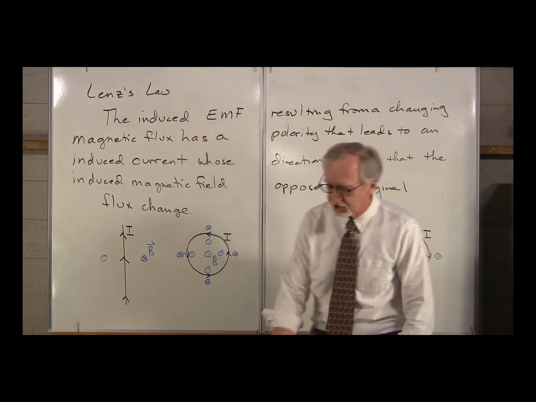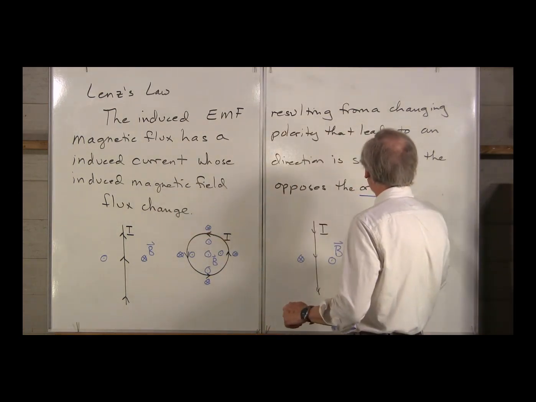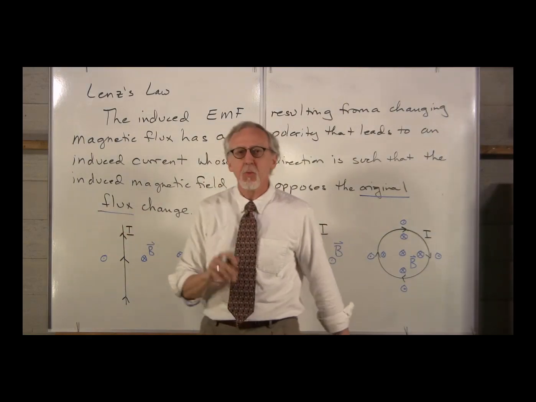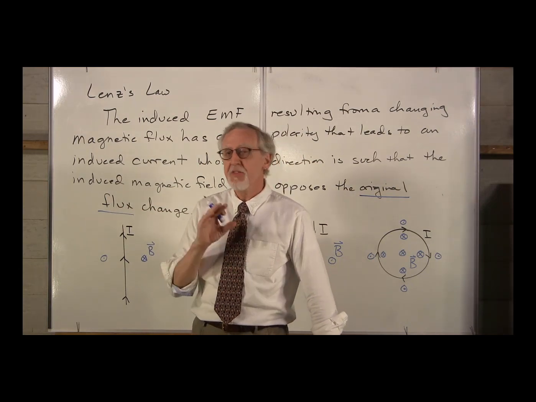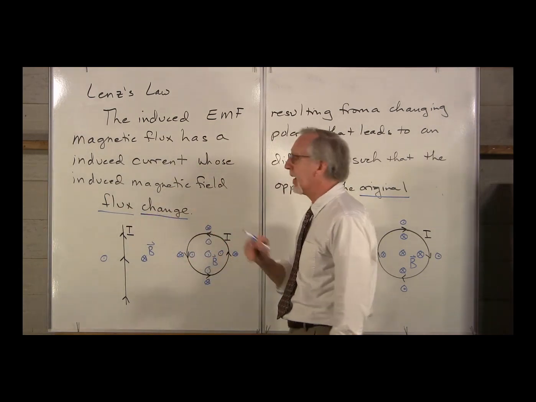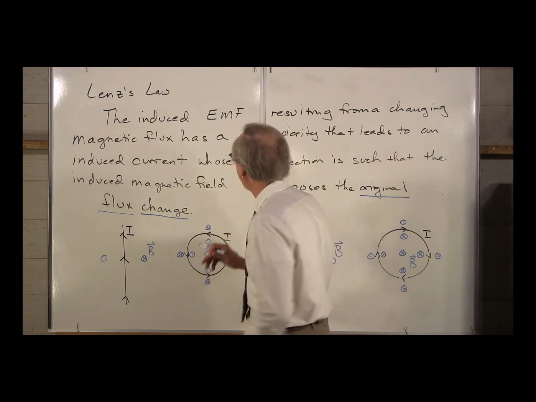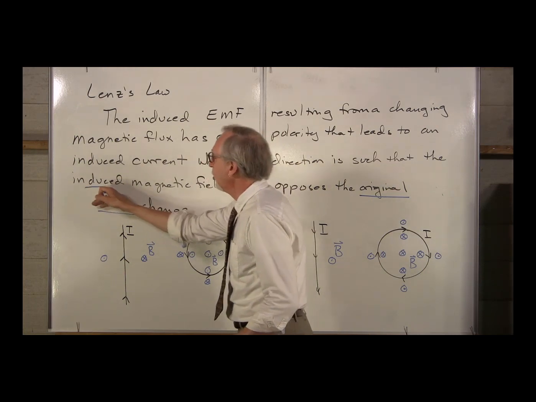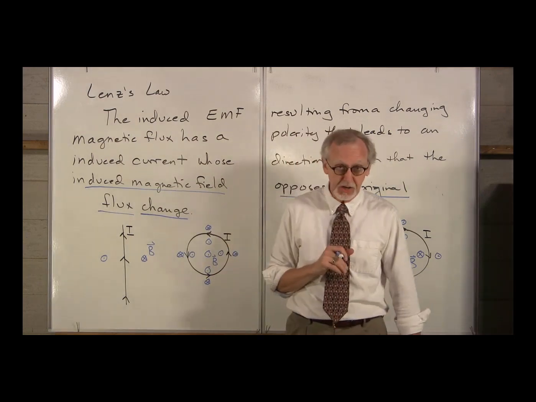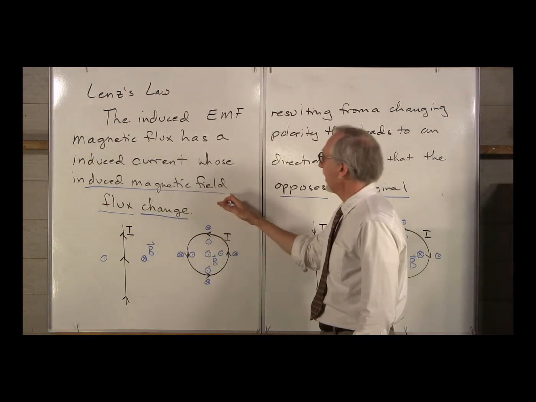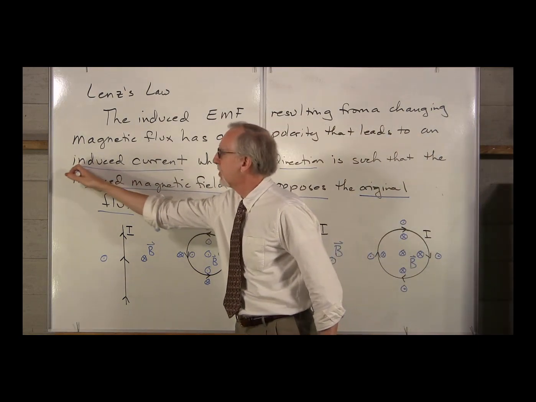The first thing we need to do is figure out what is the original flux. What's the original flux through the loop due to the original magnetic field? Then, how is that flux changing? Then, we need to find the induced magnetic field that will oppose that flux change. From the induced magnetic field, we'll figure out the direction of the induced current.